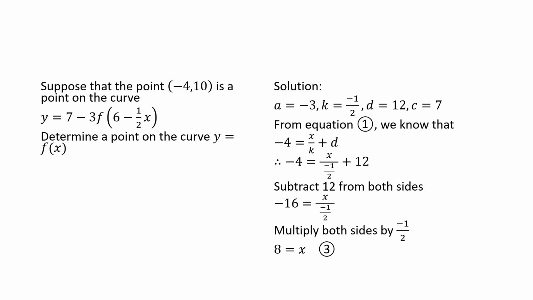Recall equation 1. Equation 1 said that -4 equaled x over k plus d. Well, k is -1/2, d is 12.